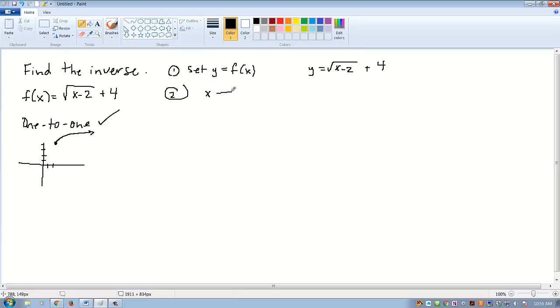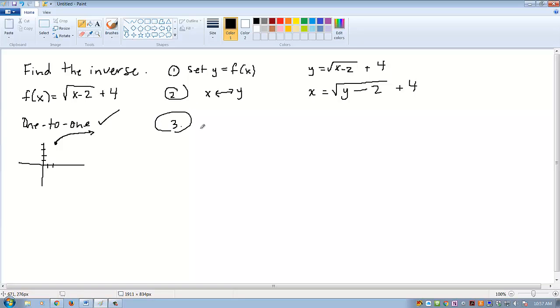I'm going to interchange x with y. So I'm going to rewrite it like x is equal to the square root of y minus 2, plus 4. So basically everything's the same except I changed the x and changed the y. Now this does go with the fact that the domain and range do interchange as well. So you know, it makes sense that it works.